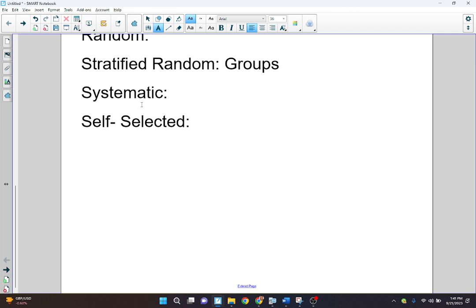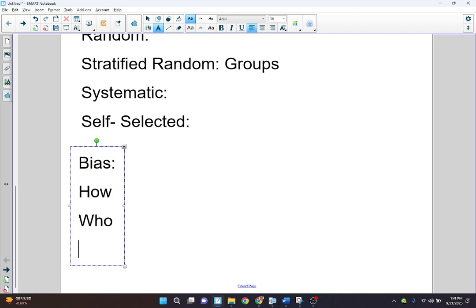So those are those. And then there was the biases. And remember, a bias could occur based on how it's asked, who is asking it, where it's asked. Is there anything else?